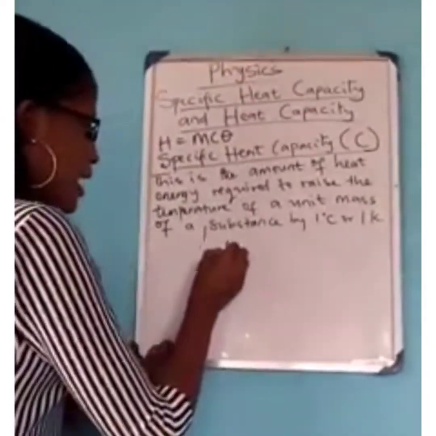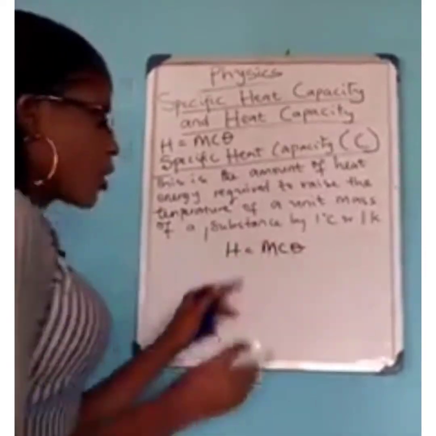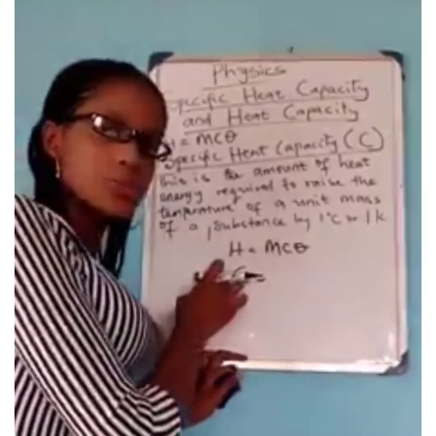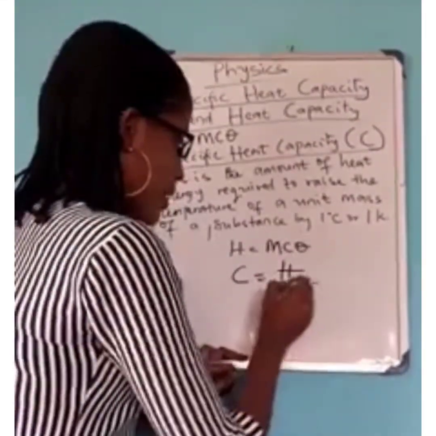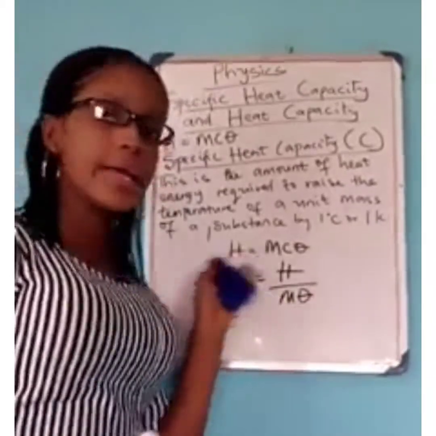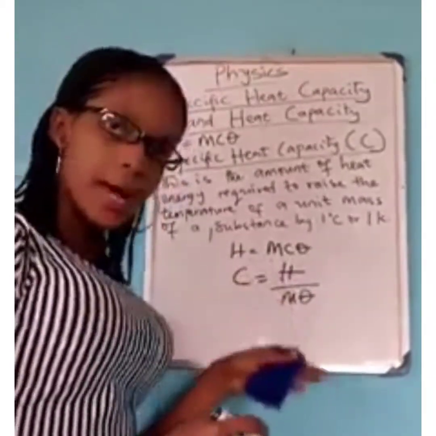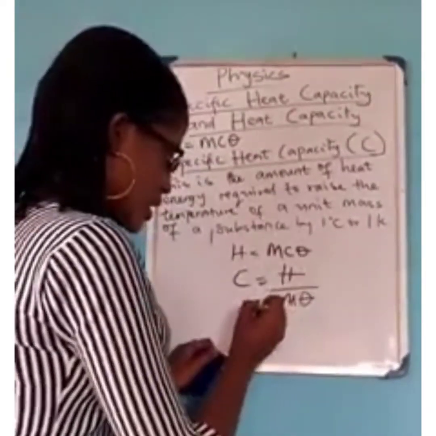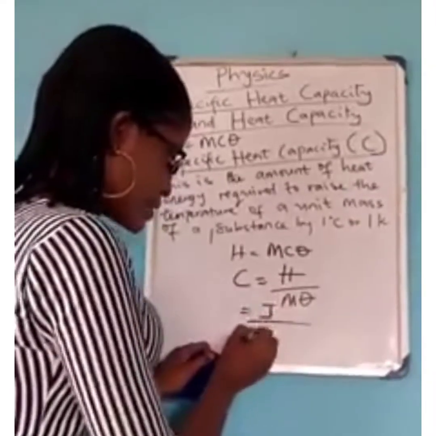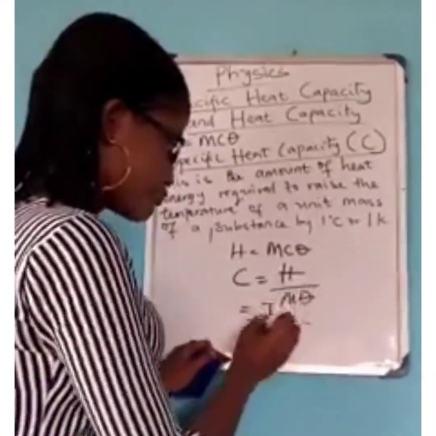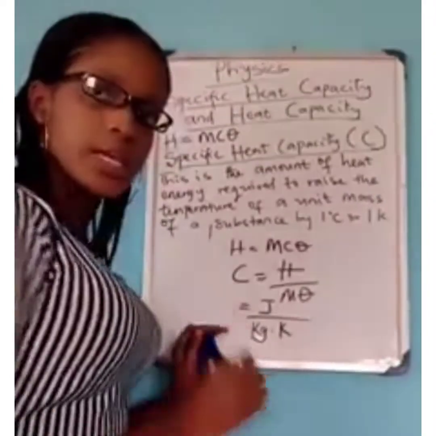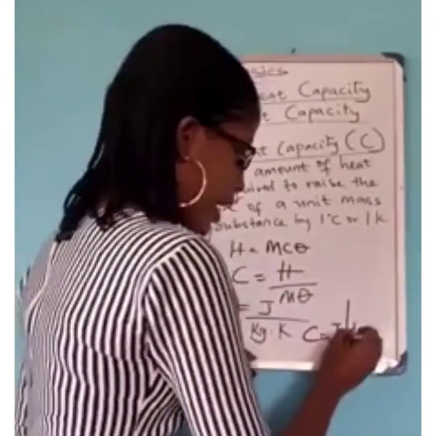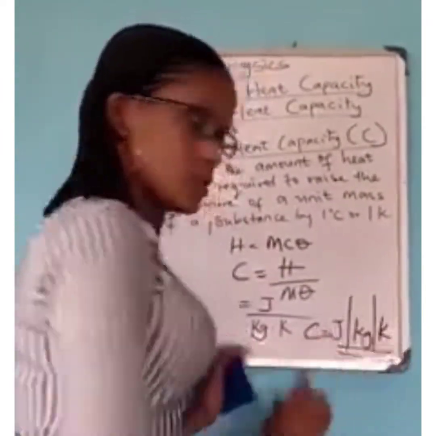we have that if H is equal to mc theta, while C is our specific heat capacity, so C will now be, making C subject of the formula, H over m theta. Remember here, H is our quantity of heat, M is our mass, while theta is our what? Change in temperature. So to get the SI unit, heat is in joules, M is in kilogram, while temperature is in Kelvin. Therefore, the SI unit for specific heat capacity is joule per kilogram per Kelvin.